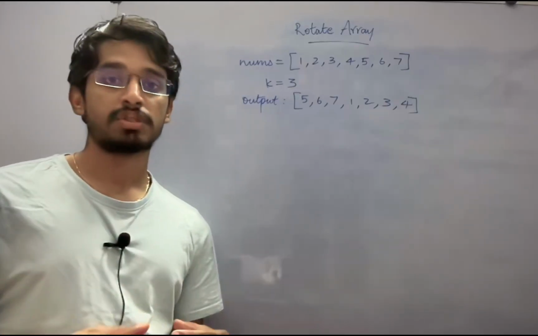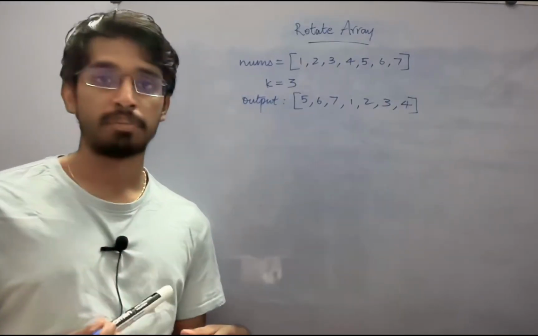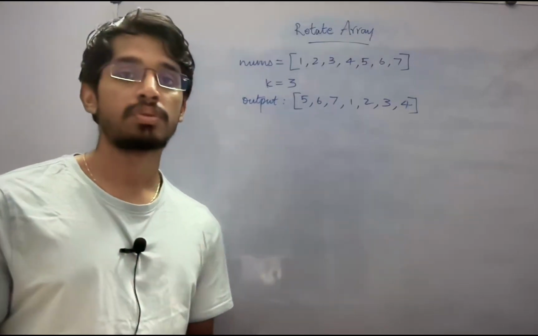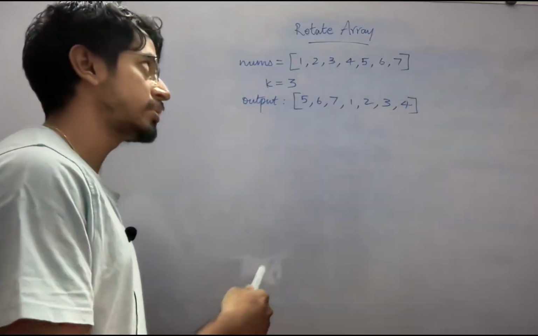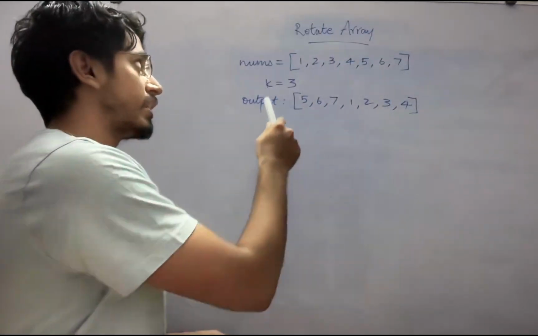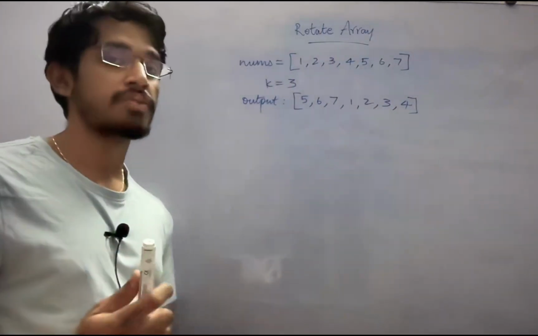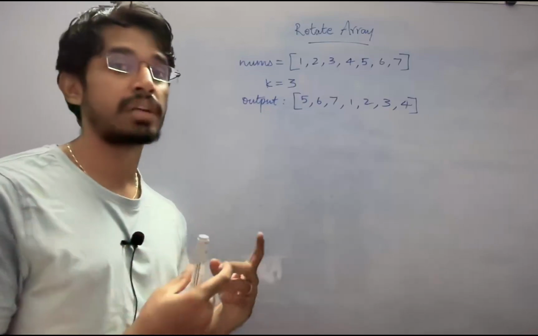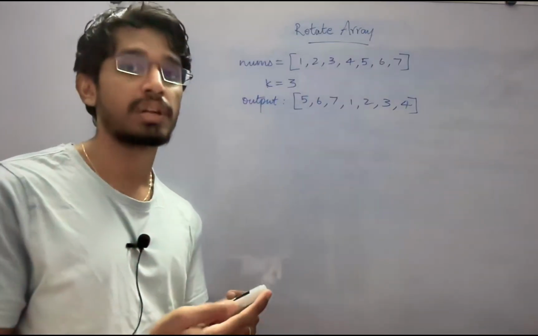This problem is called rotate array. So what do I mean by rotating an array? You will be given an array of numbers of any length, and another value, that is k. So k is a value by which you need to rotate the array. What do I mean by rotating the array?